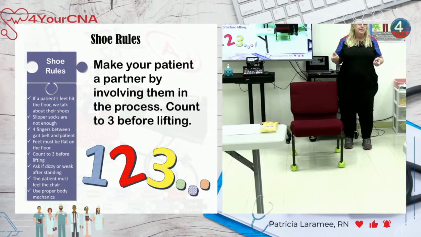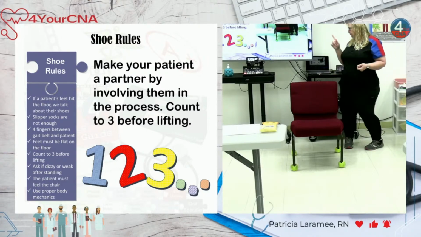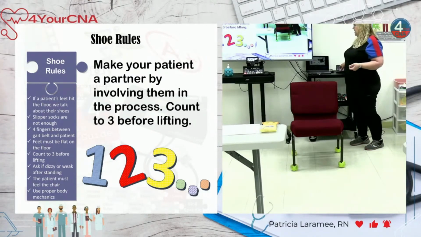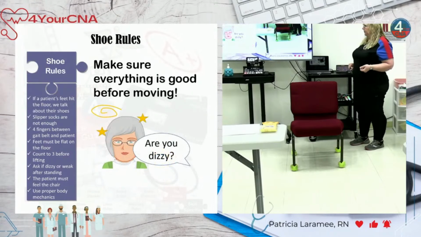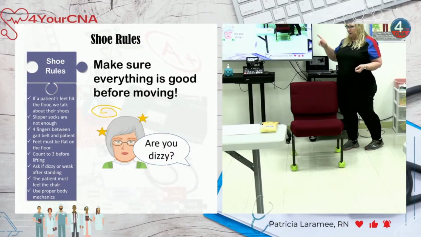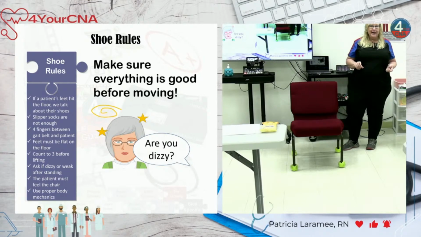So we want to make them a partner. On the count of 3, we're going to stand. 1, 2, 3. And then you lift. Make sure you're counting. For the test, that is a checkpoint. Once we get them standing, we probably want to ask, is everything okay?